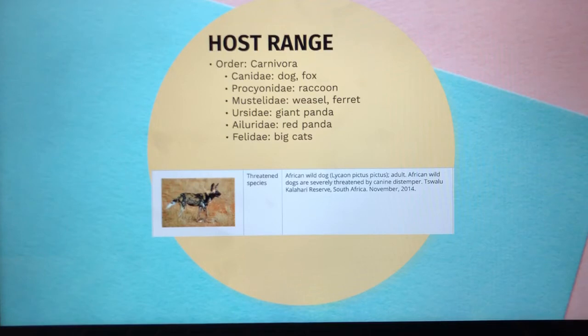Though it is mostly related to dogs, it's important to know that it exists in all these other species as well. And then the picture below is a photo of the African wild dog in Africa. Sorry. It is the most threatened species right now, so that's just a little fun fact.